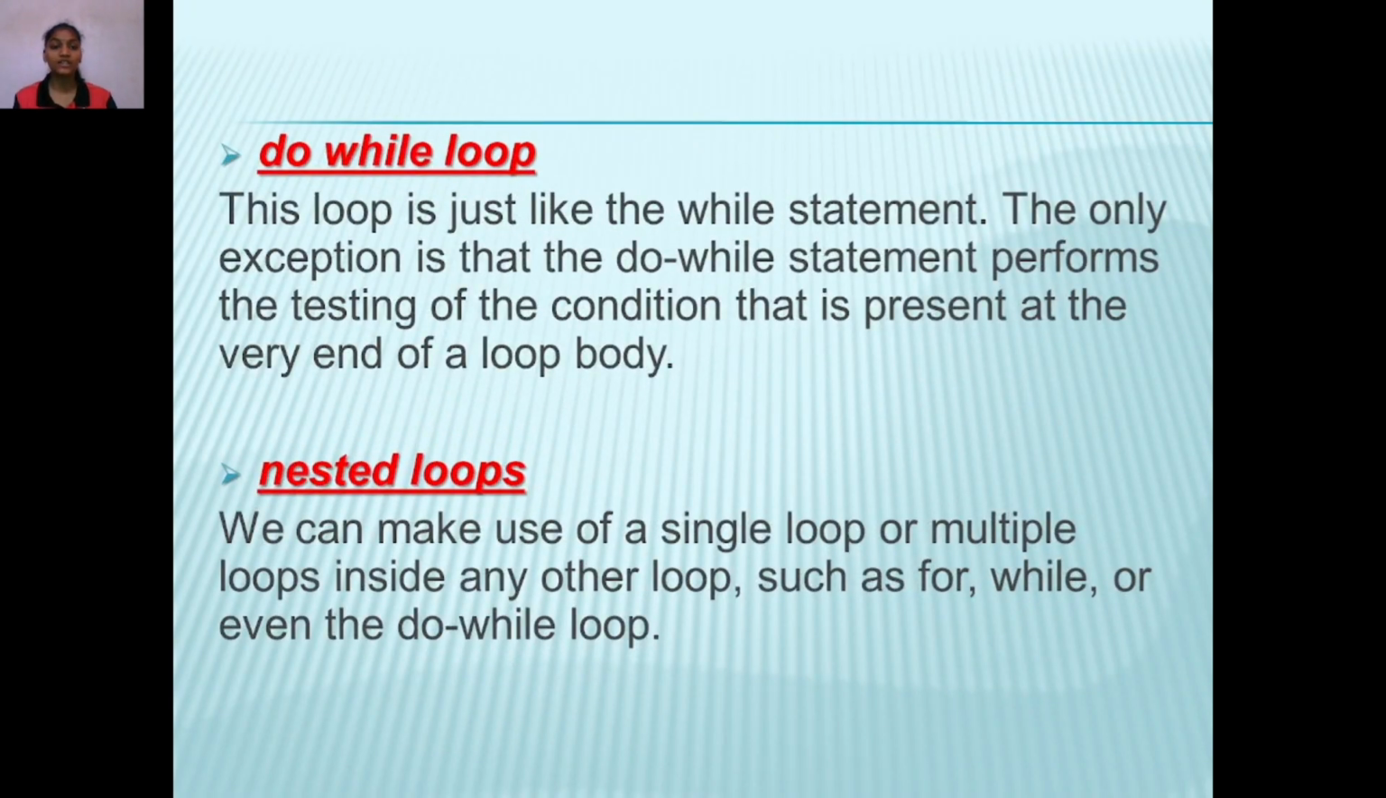Do while loop. This loop is just like the while loop statement. The only exception is that the do while statement performs the testing of the condition that is present at the very end of a loop body. Nested loops. We can make use of a single loop or multiple loops inside any other loop, such as for, while, or even the do while loop.